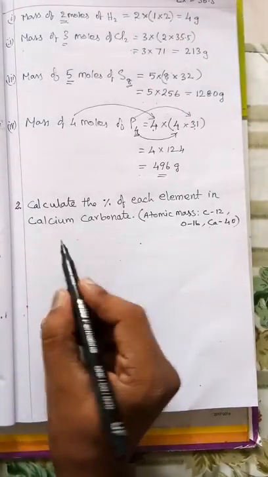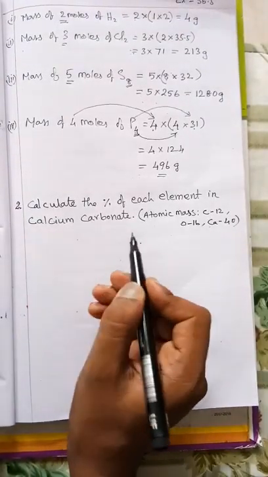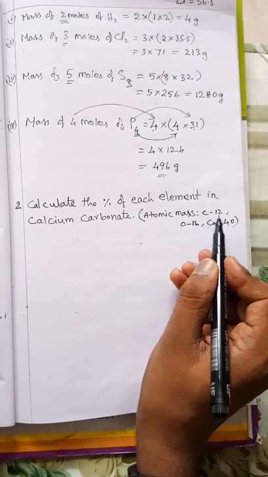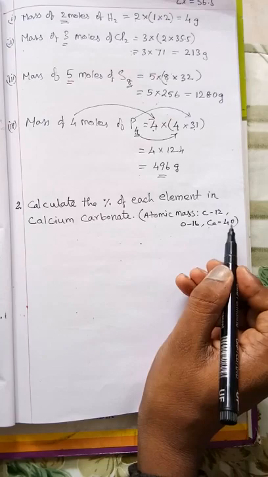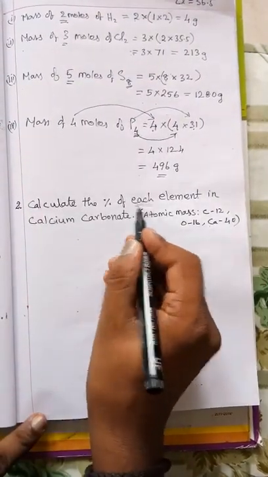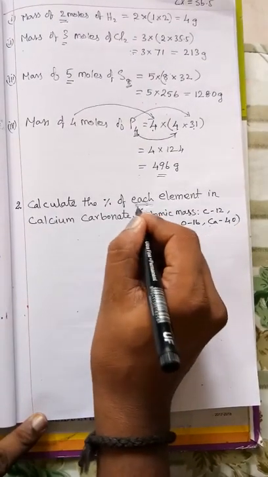Calculate the percentage of each element in calcium carbonate. Here the given atomic masses are: carbon 12, oxygen 16, calcium 40. Now we want to find the percentage of each element, including calcium.